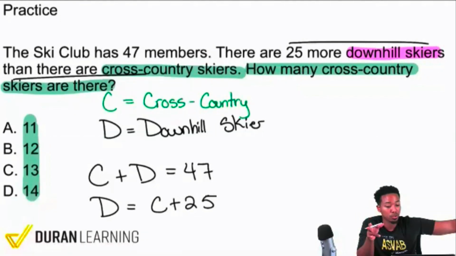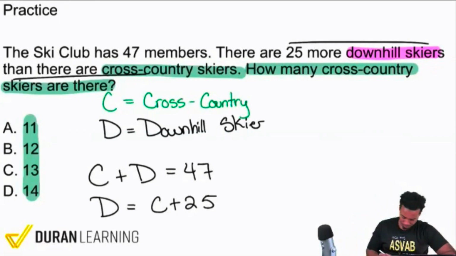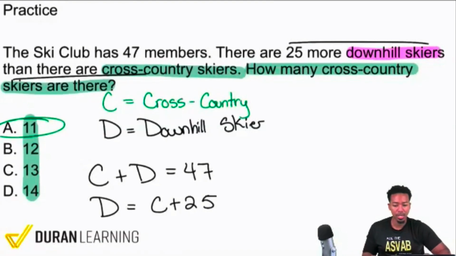The answer to this question, if we do the math pretty quickly here, we're going to be looking at what? 25. If we do the math, I am blanking out. So that's going to be 2C plus 25, subtract. So you're going to get 22, 11 for cross-country. And there it is. We would get A. We would get 11 for the answer.